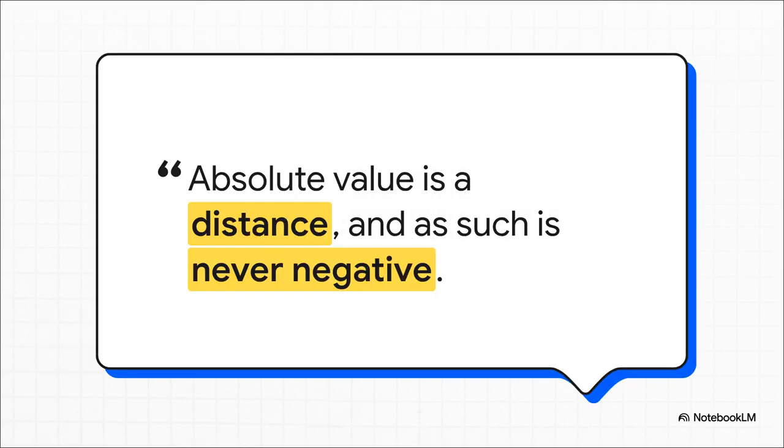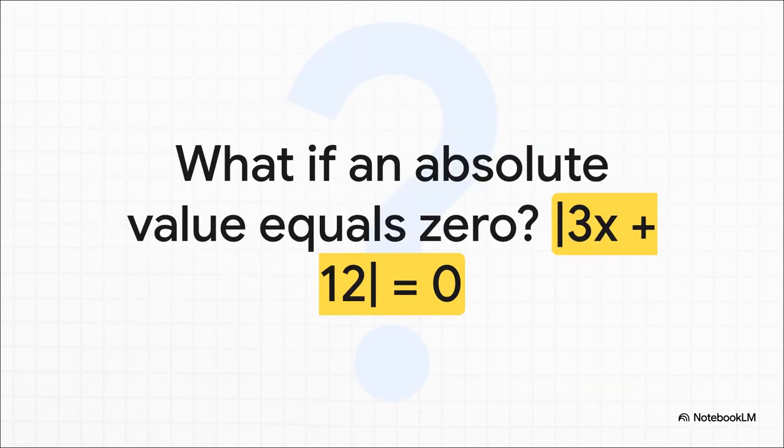And why is that? Well, remember what we said absolute value is? It's distance. And you can't have a negative distance. It's just impossible. So if you ever do the work to isolate an absolute value and see it equals a negative, you know you found an equation with no answer. It's a dead end.